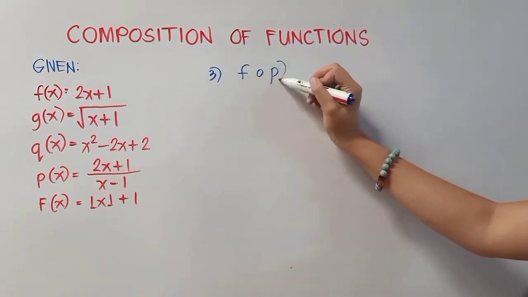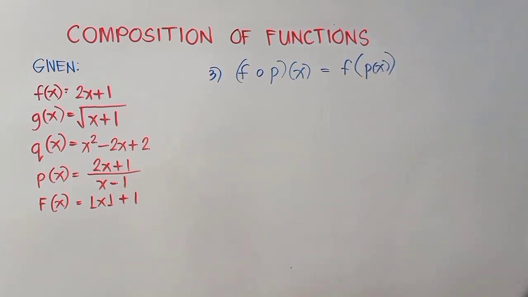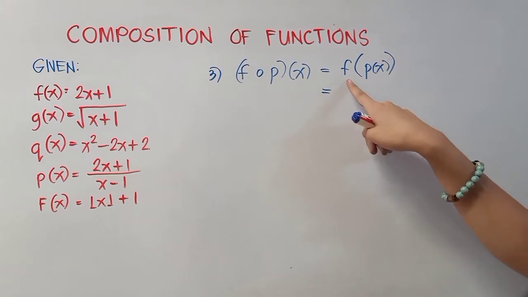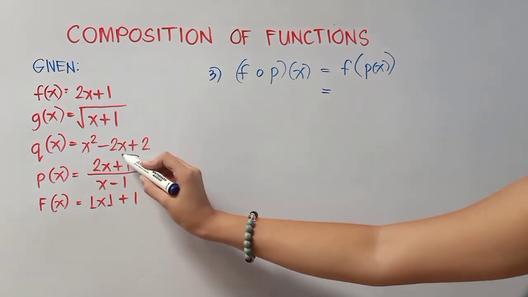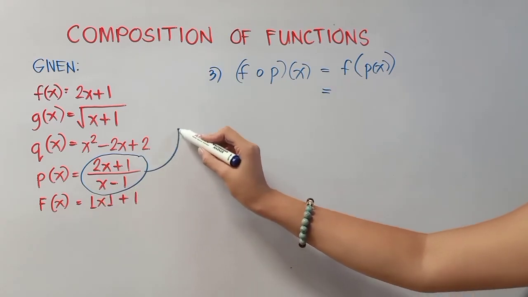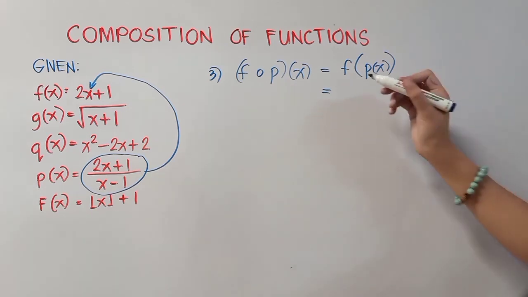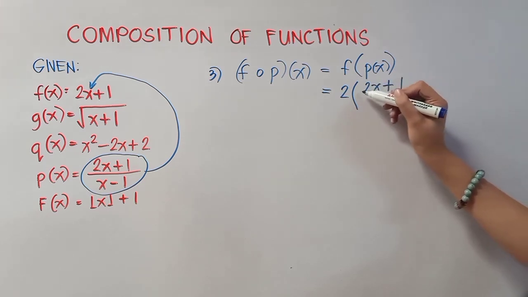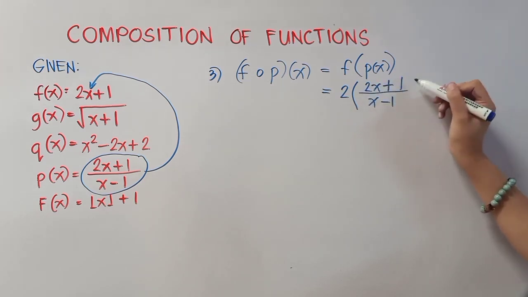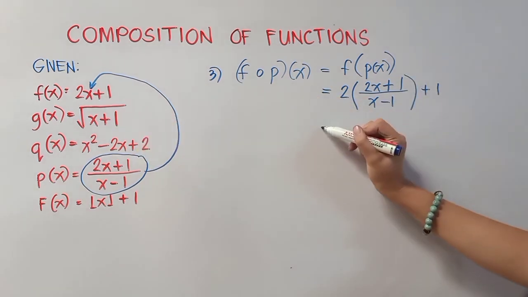We have here number 3, that is f of p of x. So we will be using function f here, but our x will be the value of our p of x. So again, to visualize that one, p of x will be the new value of x in our function f. So to write that, we have here 2 times our p of x, which is 2x plus 1 all over x minus 1. And there's still plus 1 from our function f.